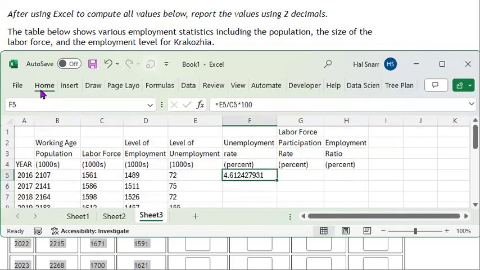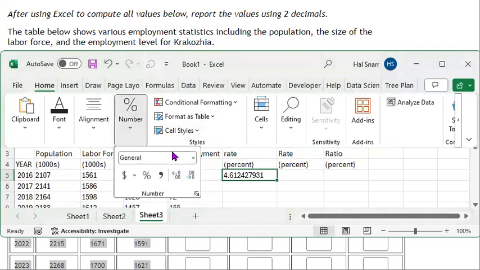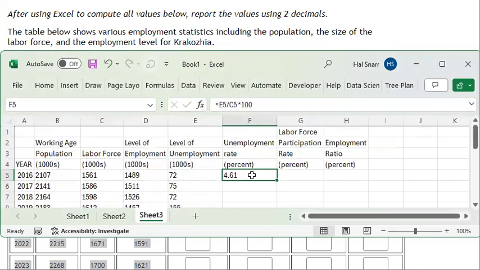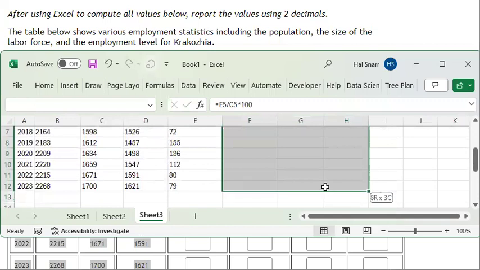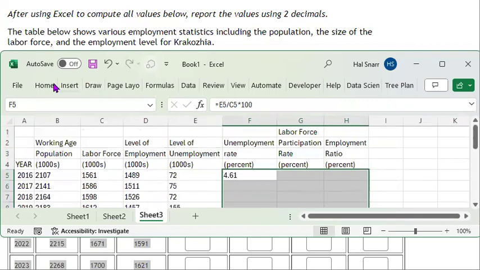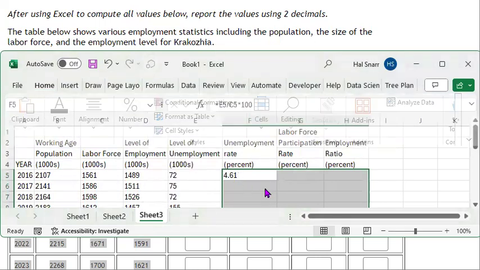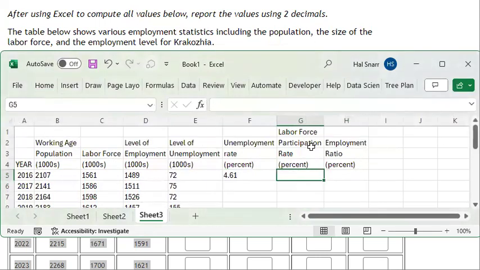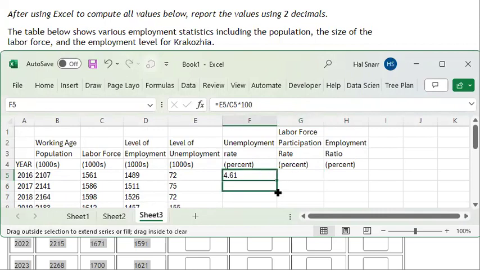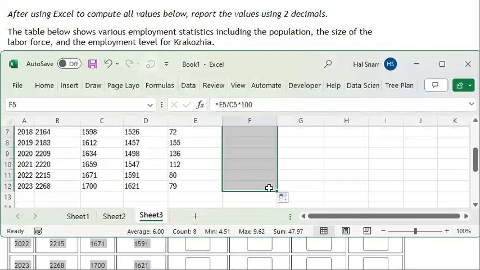Okay. And then I'll reduce it to 2 decimal places. That's what it says to do up here, right? Reduce to 2 decimal places. I'll go even further. I'll format all these cells so they're also 2 decimal places. Okay. So now when I calculate the labor force participation rate and the employment ratio, these will all be in 2 decimal places, right? Now watch the unemployment rate as I calculate it by dragging this formula down, right?